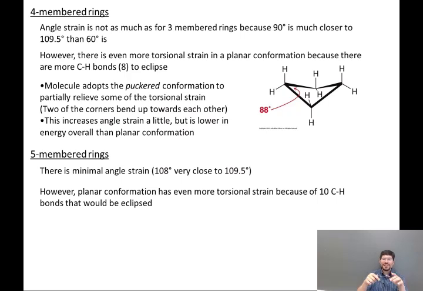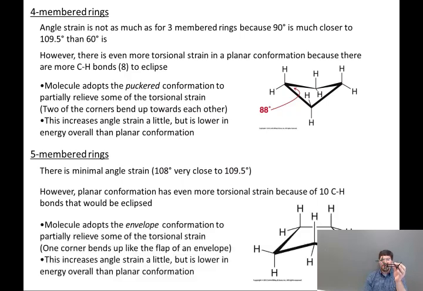It played around a little bit to relieve some of its torsional strain, and the 5-membered ring can do that also. The 5-membered ring adopts what's called the envelope conformation. It's called that because one corner bends up like the flap of an envelope. Okay, so if you look at this model, and I strongly encourage you to get out your model kit and make a model of this yourself and play with it, you can see that this carbon is flipped up relative to the plane defined by the other 4 carbons.